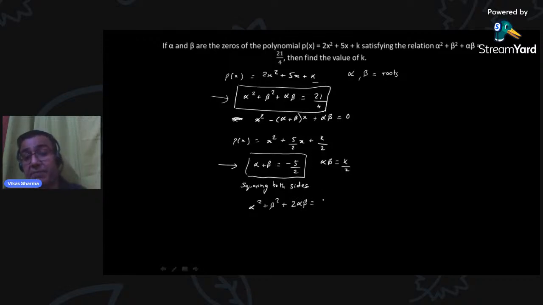So it will become positive. 5 square is 25 and 2 square is 4. So alpha square plus beta square plus 2 alpha beta is equal to 25 by 4. We can also write it like this. Now anybody can solve it. I think it should be easy now.